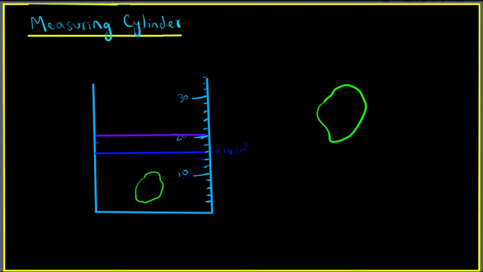Then you need to understand what actually caused this change in the volume, right? So this is actually this rock. It went from 16 to 20, so there was an increase of 4 centimeters cube. So this rock actually had a volume of 4 centimeters cube. So you need to have a very keen practice of trying to read the volume on a measuring cylinder.